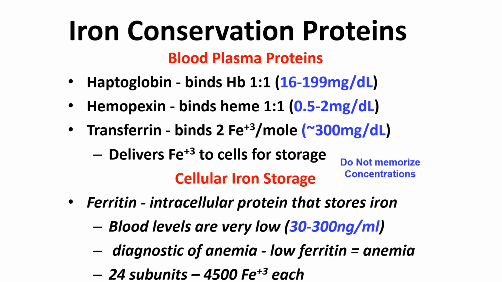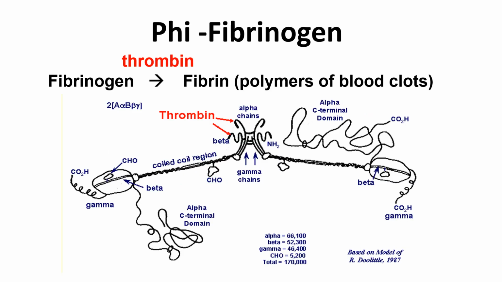Blood levels are very low, only about 30 to 300 nanograms, because it's generally intracellular. It's diagnostic for anemia when ferritin is low. It has 24 subunits, and it binds 4,500 irons each. So it binds a lot of iron. Do not memorize these concentrations. You do not need to know them. You can always look them up.